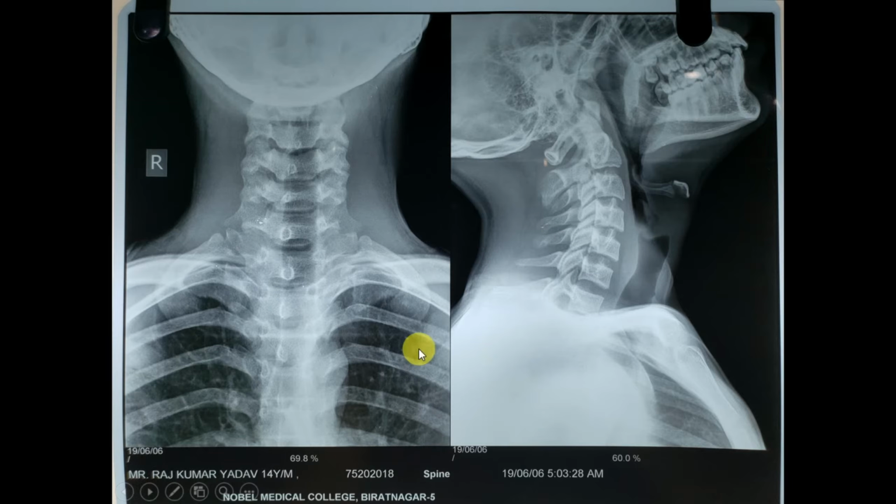These are the plain X-rays, AP and lateral view, soft tissue neck of a 14-year-old male, and these are the normal X-rays in which we can see the esophagus, the trachea, the hyoid bone, the pharynx, and the cervical vertebra with its normal lordosis.